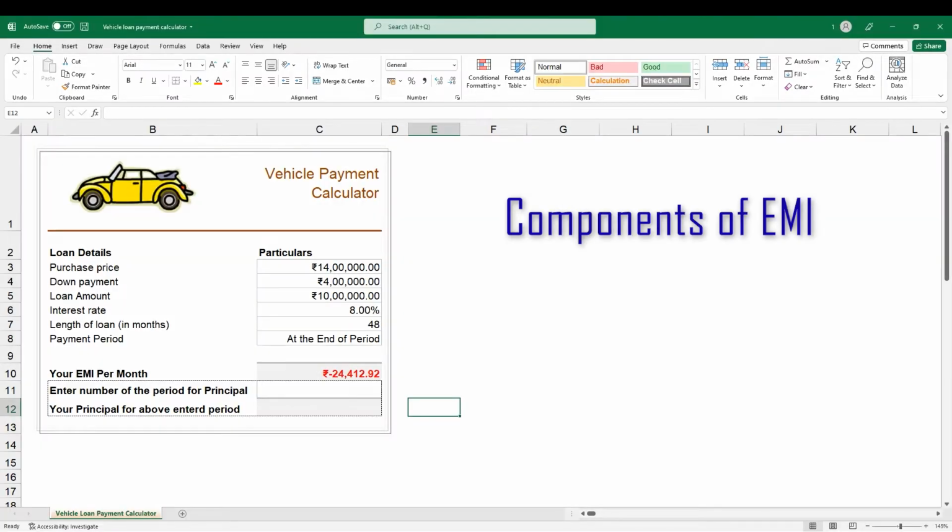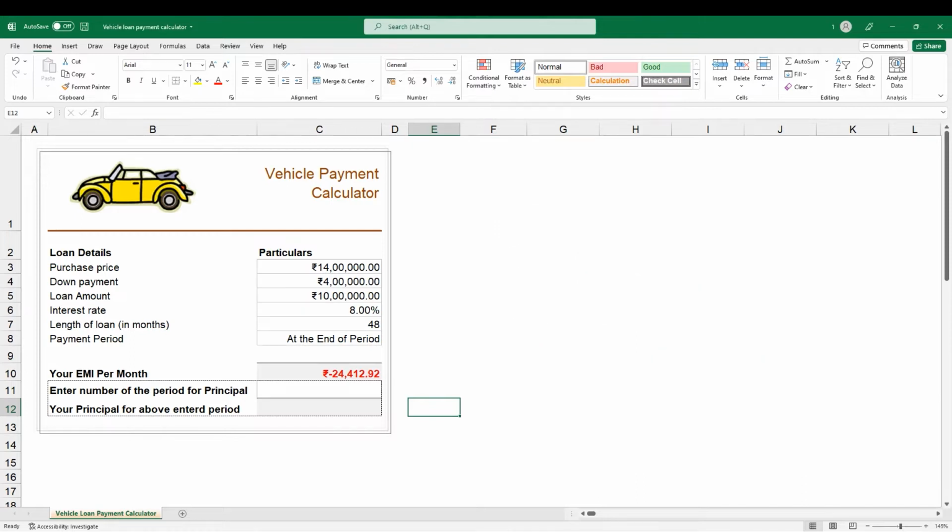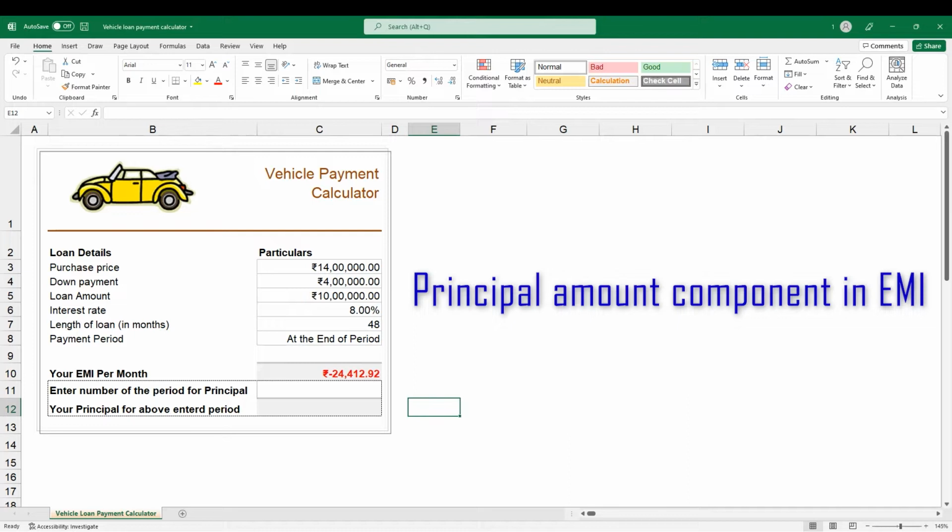In the previous video, we calculated the equal monthly installment of a loan. An EMI has two components. One is the principal amount and the other is the interest amount. In this video, we are going to show how to calculate the principal amount component in EMI.